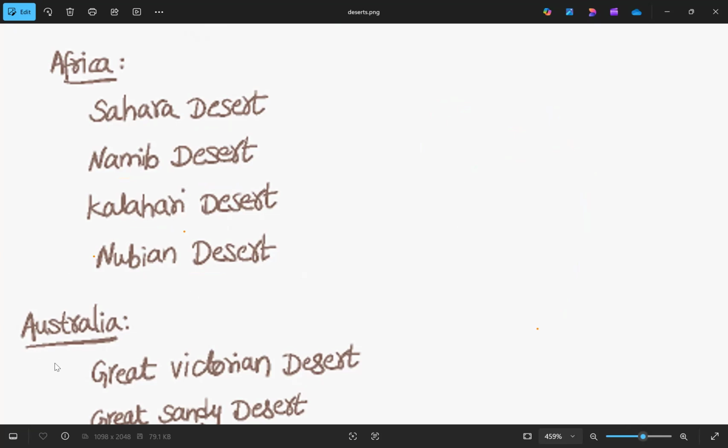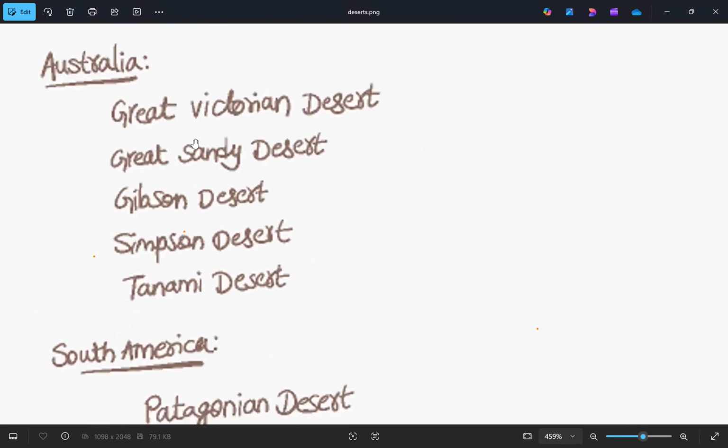Now let's move to Australia. In Australia, the first one is Great Victorian Desert. And then we have Great Sandy Desert, and then we have Gibson Desert, Simpson Desert, and Tanami Desert.